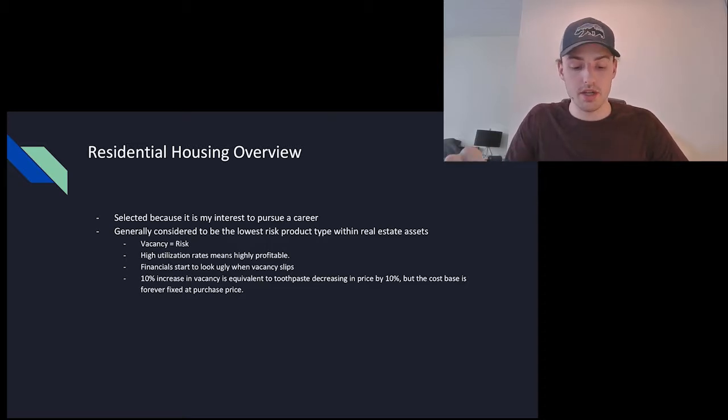So residential real estate is generally considered to be the lowest risk product type within real estate assets. In real estate, vacancy equals your risk. If you look at this lower bullet point, a 10% increase in vacancy is equivalent to toothpaste decreasing in price by 10%, but the cost base is fixed forever at the original purchase price. That's trying to demonstrate what vacancy does.